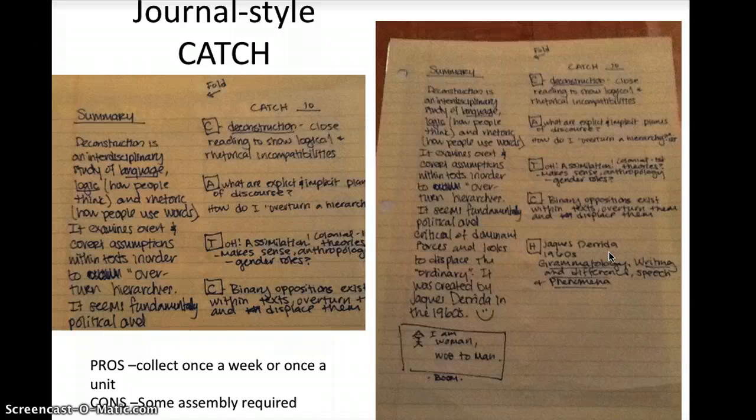This is journal style catch. So you fold a piece of paper in half. On the left side you do a summary of your readings. On the right side you put CATCH. And you can see I folded here.